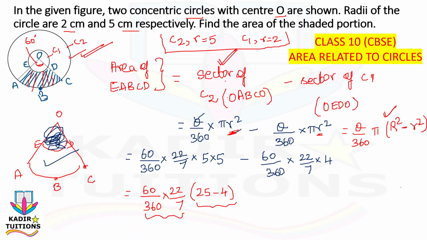Now if we cancel, 60 goes into 360 six times, and again we can cancel with 2, so here it is 3 and here it is 11. Now our numerator becomes 11 and our denominator becomes 21, and 25 minus 4 is nothing but 21. So 21 gets cancelled. We get the answer 11, and since it is in centimeters, we write centimeter square. So the area of the shaded region is 11 centimeter square. Hope you understood. Thank you.